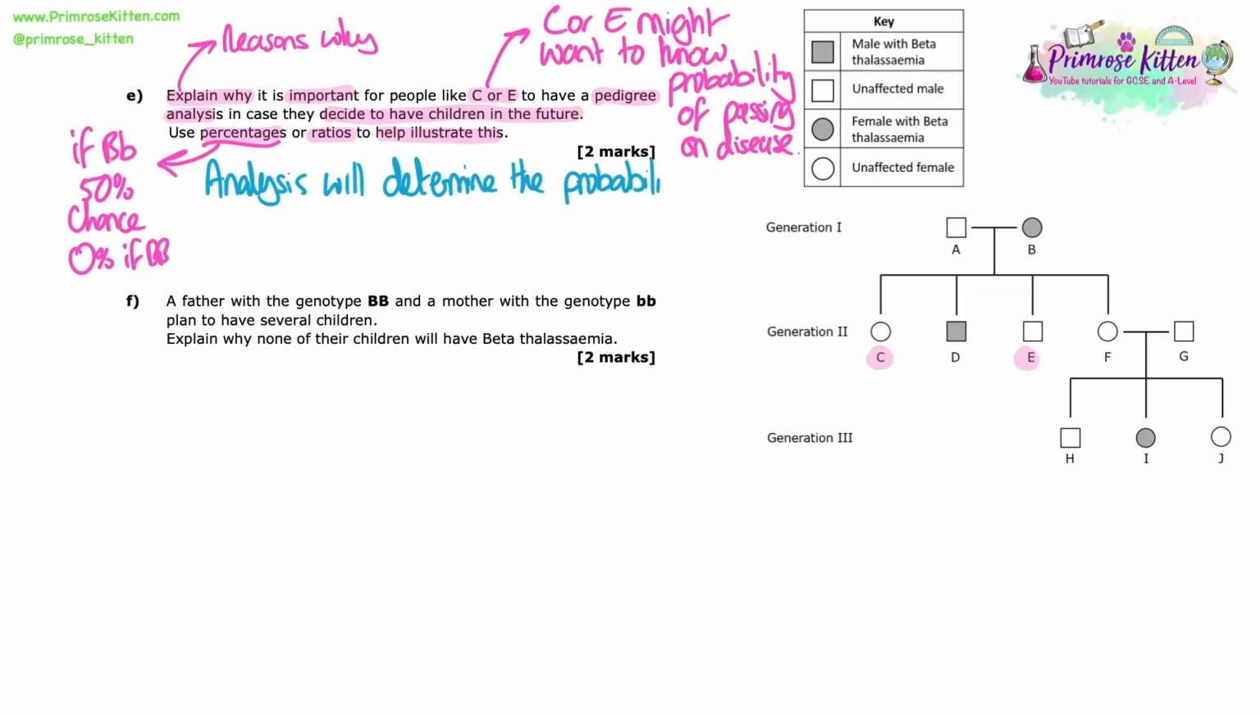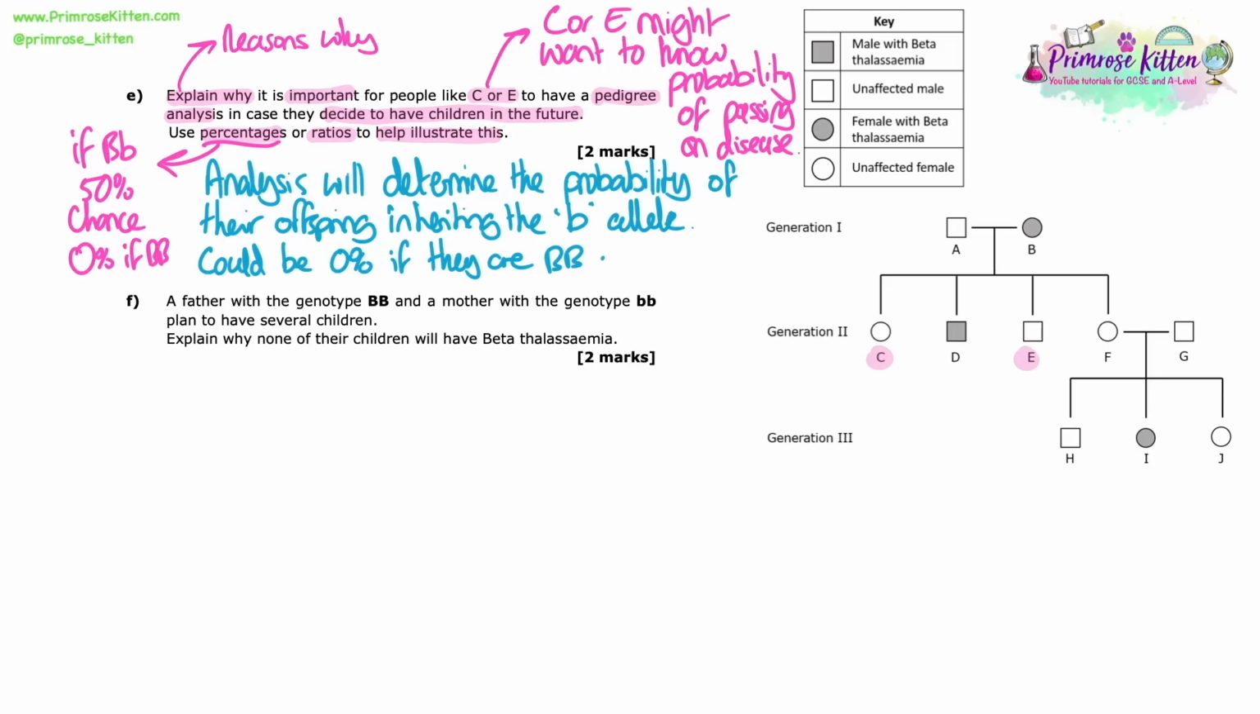But only with analysis will they be able to show that, so then they can obviously make those decisions. So an analysis will determine the probability of passing on the recessive beta thalassemia allele. It could be 0% if they're homozygous dominant, or up to 50% if they are heterozygous.